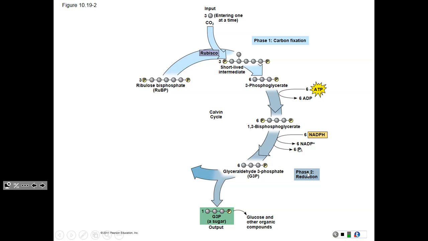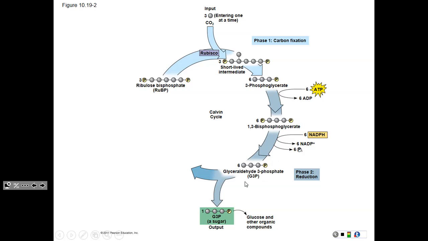If you have to remember a couple of words along the way here, I'm not too worried about if you know what 3-phosphoglycerate is or 1,3-bisphosphoglycerate. Glyceraldehyde 3-phosphate, that's a big player because it's the thing that gets shunted off to make glucose. Ribulose bisphosphate is another big player because it, with carbon dioxide, plays a pretty important role in carbon fixation, and Rubisco is another big player.